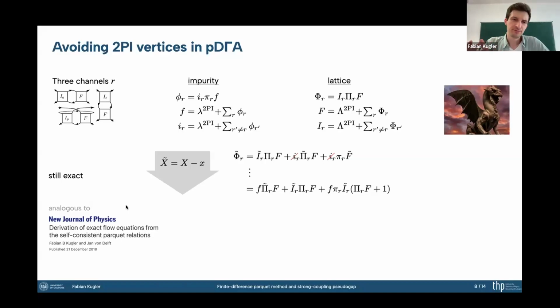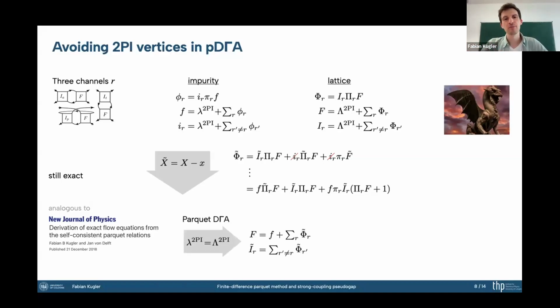But so far, the system of equations is not closed yet, but we can close it by using the parquet D-gamma-A approximation. And that is, if these 2PI building blocks are the same, this means we can get the full vertex on the lattice from the full vertex of the impurity plus the difference in only reducible contributions.